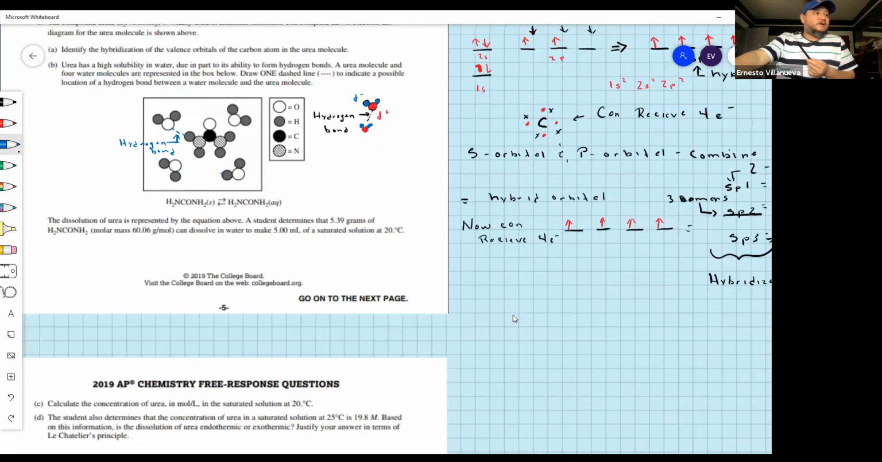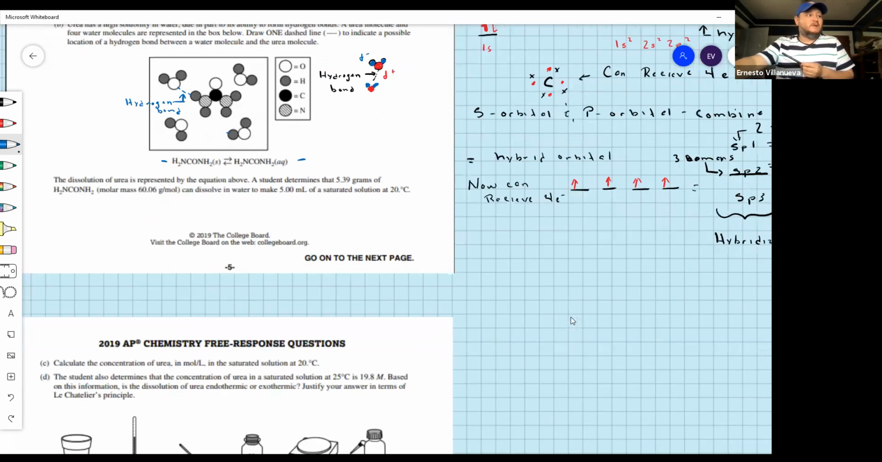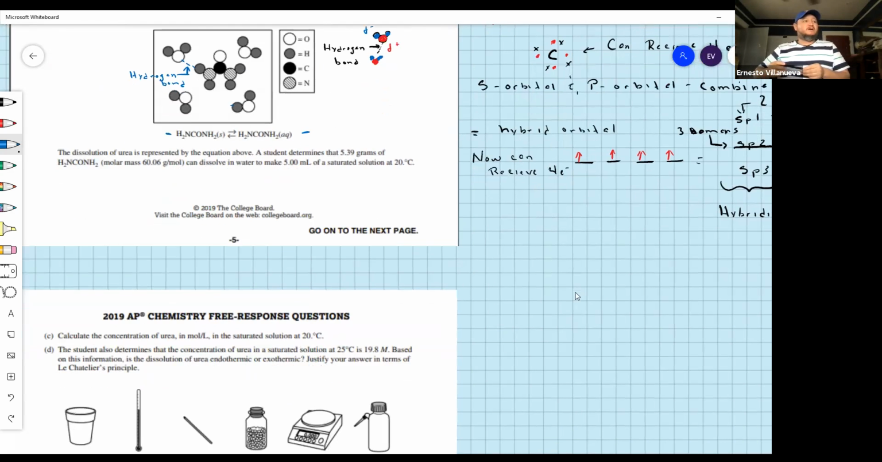The dissolution of urea is represented by the equation above. It's this one here. A student determines that 5.39 grams of urea, molar mass 60.06 grams per mole, can dissolve in water to make 5.00 milliliters of a saturated solution at 20 degrees Celsius. This is still all question one, by the way. That's why they give you so much time. Calculate the concentration of urea in moles per liter in the saturated solution at 20 degrees Celsius.